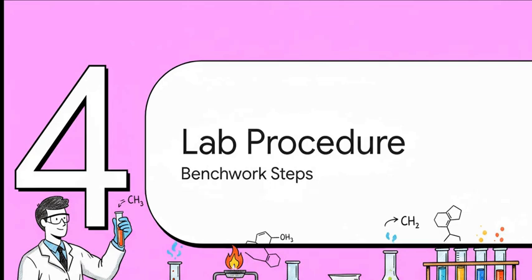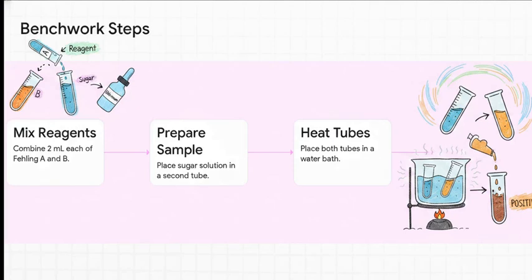On to part 4, the lab procedure, step-by-step bench work. Okay, so let's walk through the exact practical benchtop instructions. First up, you take exactly 2 milliliters of Fehling A and 2 milliliters of Fehling B, and you combine them into a single test tube. Boom, that creates your fresh, stabilized reagent. Next, you take your unknown sugar solution and put it into a completely separate second test tube. Then you place both of these test tubes into a heated water bath. You just let them sit for a few minutes so they both reach the exact same optimal temperature.